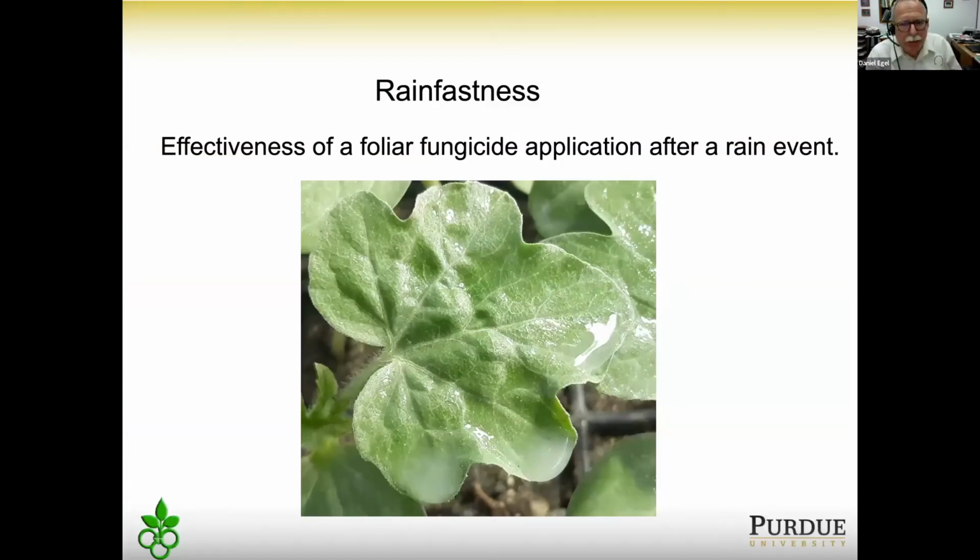So I'd like to clear up a term before I go on, and that term is rain fastness or rain fast. There are different complicated definitions, but it essentially comes down to the effectiveness of a foliar fungicide application after a rain event. How well does your fungicide work after the rain has occurred? And you see here a watermelon leaf with a fungicide on the leaf. I'll be talking about labels and fungicides, and so rain fast or rain fastness is one thing you'd want to search your fungicide label for, this term.